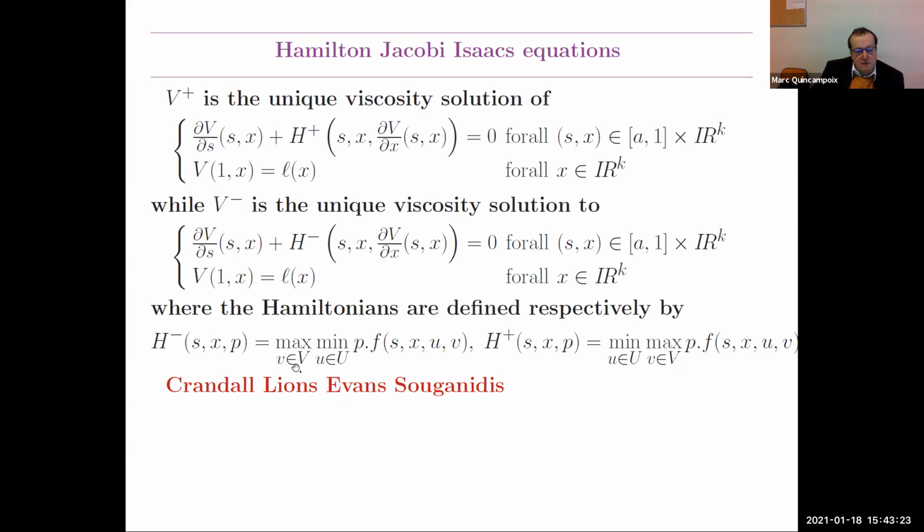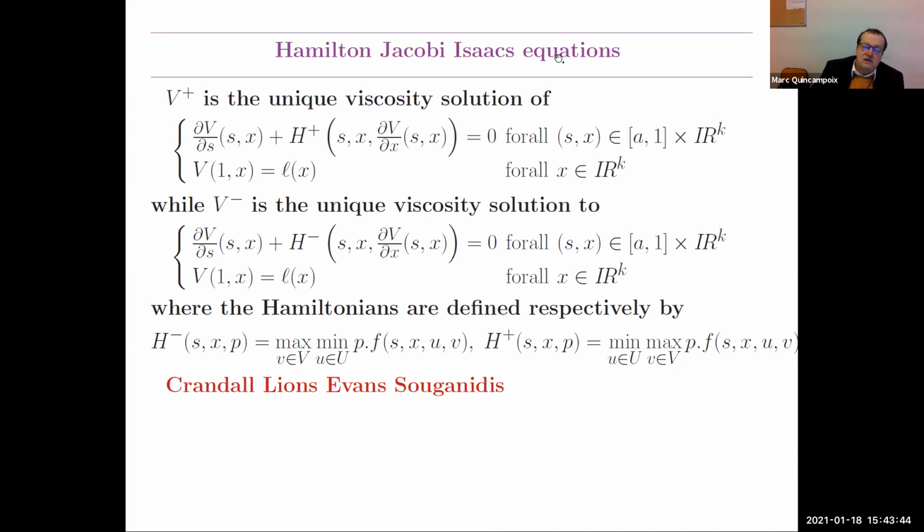H plus is the max min over mu of P scalar F. P is in the same space as X. And H minus is the same, interchanging the role of max and min. Okay. For our game, H plus is equal to H minus.